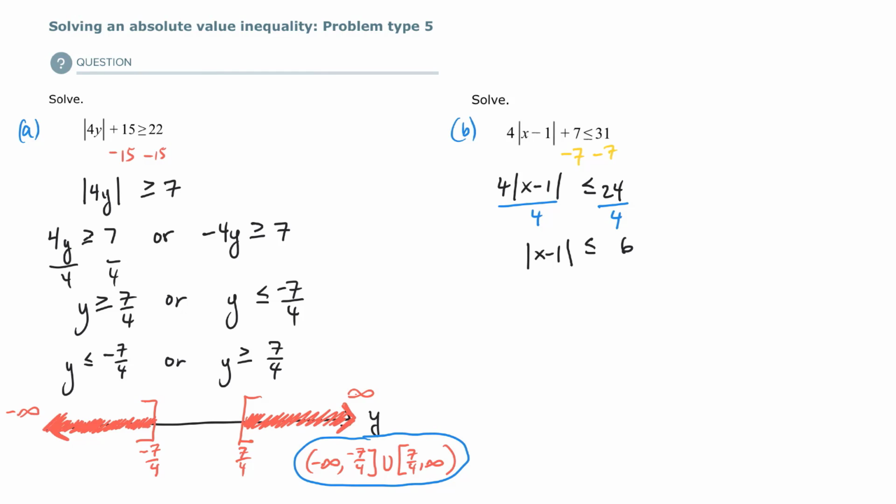Absolute value. This statement is completely different than the one in example A. With this, we actually say -6 is less than or equal to x minus 1, and x minus 1 is less than or equal to 6. Let's get the x's by themselves, and we get -5 is less than or equal to x, and x is less than or equal to 7.